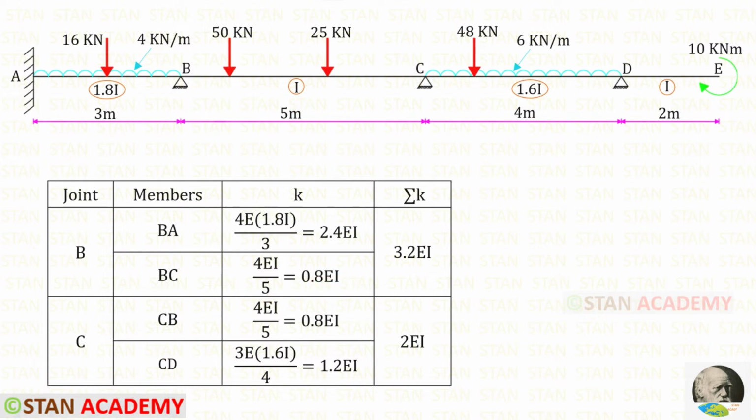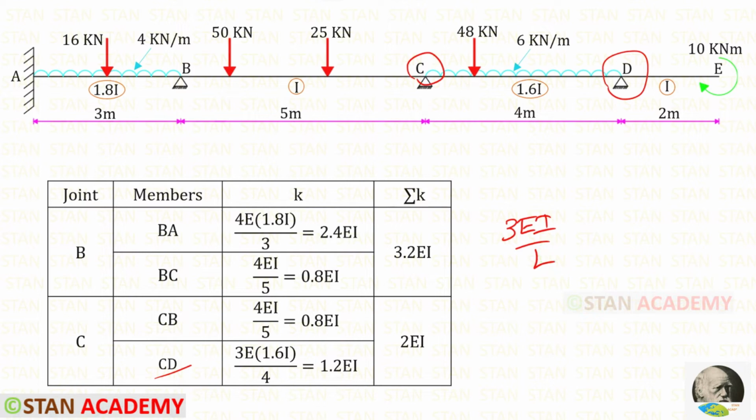Now let us find the stiffness in the joint C. First, let us find the stiffness for CB. The stiffness for BC and CB will be same. Now let us find the stiffness for CD. For that, from the point C, we have to look at the point D. In the point D, there is a hinged support. If the parent is hinged, the formula is 3EI upon L.